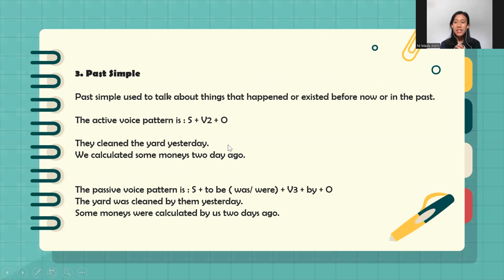And then when it is changed to passive voice, it's also the same as before. The object is changed to become the subject. So we need to put to be, was or were, and then plus verb 3. So it becomes: The yard was cleaned by them yesterday, and then some money was calculated by us 2 days ago.